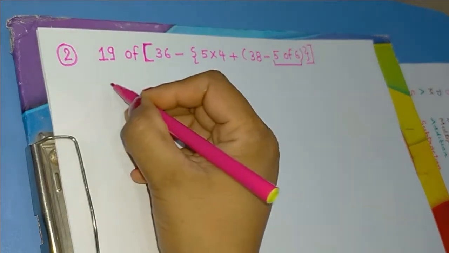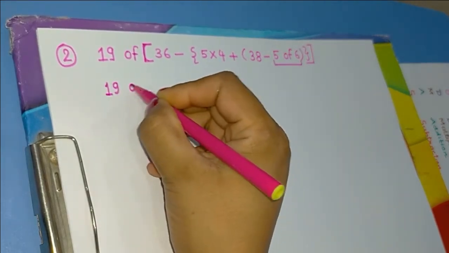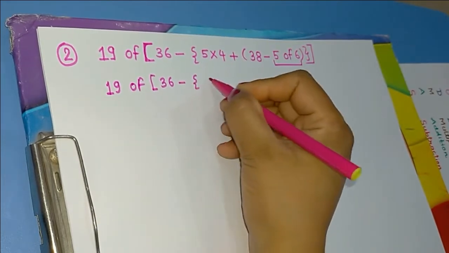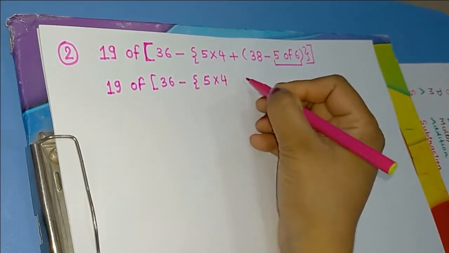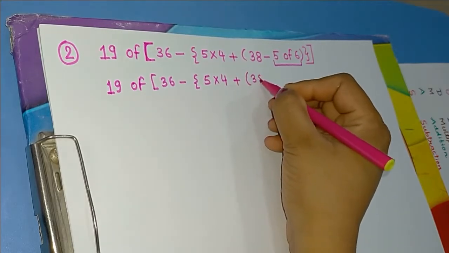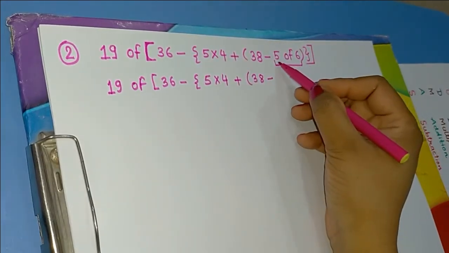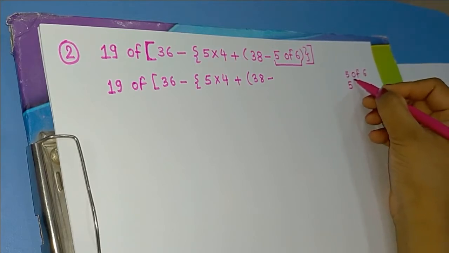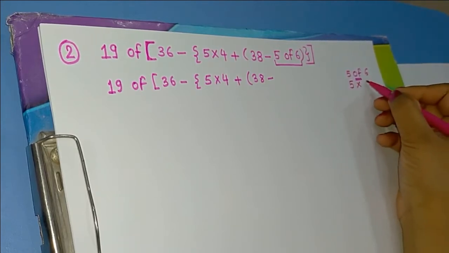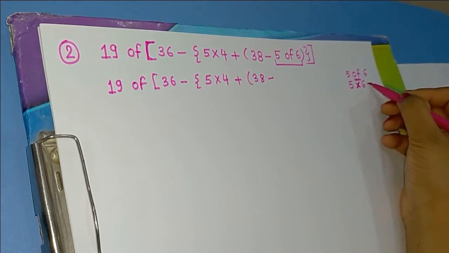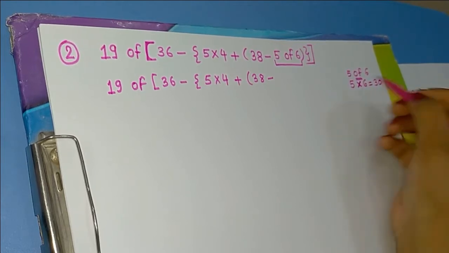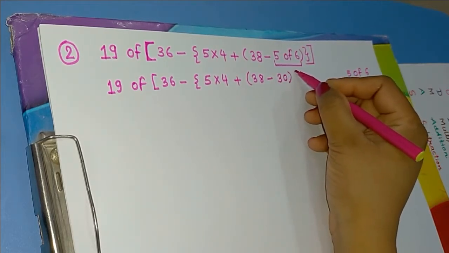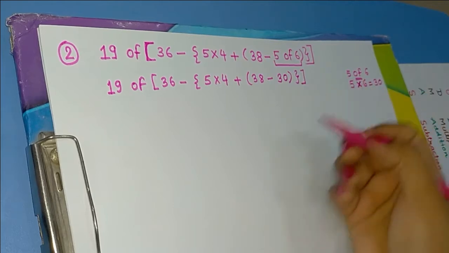So here we need to write down the rest of the digits as it is. So here 36 minus curly bracket 5 cross 4 plus 38 minus. Now 5 of 6 means we can replace this of by cross sign, and 5 cross 6 is 30. So here we can write down the solution, that is 30. Curly bracket, rectangle bracket.